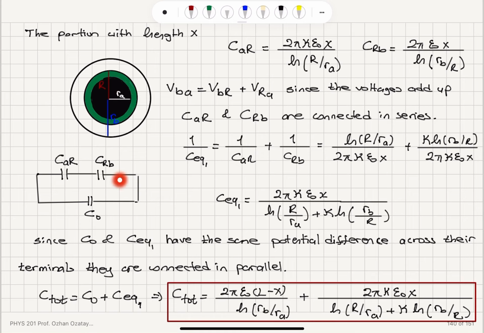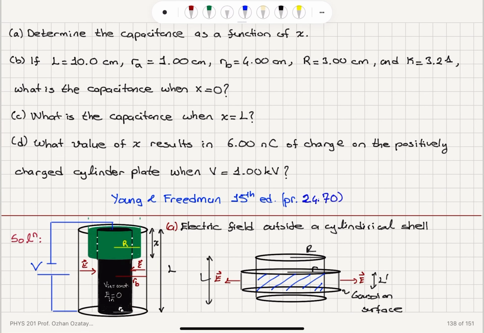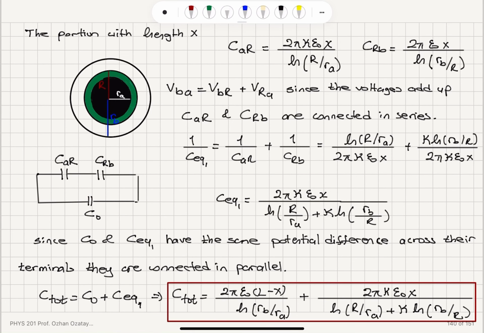they are connected in series, and these are connected in parallel to this capacitor that develops between this surface and this surface for the length L minus x. So this portion has length L minus x. All right, so for that portion, I have the equivalent capacitance defined by the two in series, in parallel with C0, and the reciprocals will add up for the reciprocal of equivalent capacitance in the series connection, and in parallel connection, the capacitances will add up to give me the final answer to part A of this question.